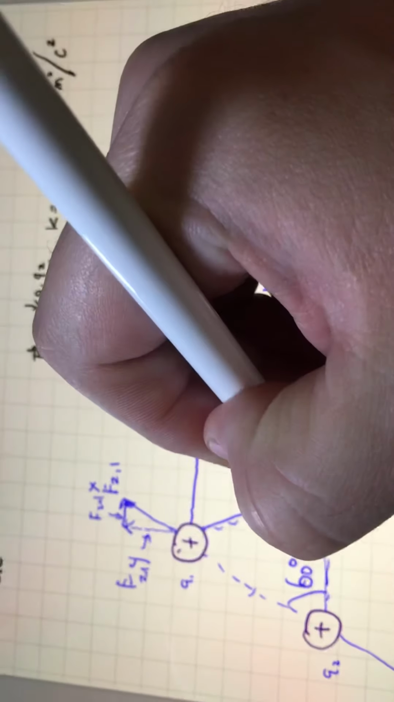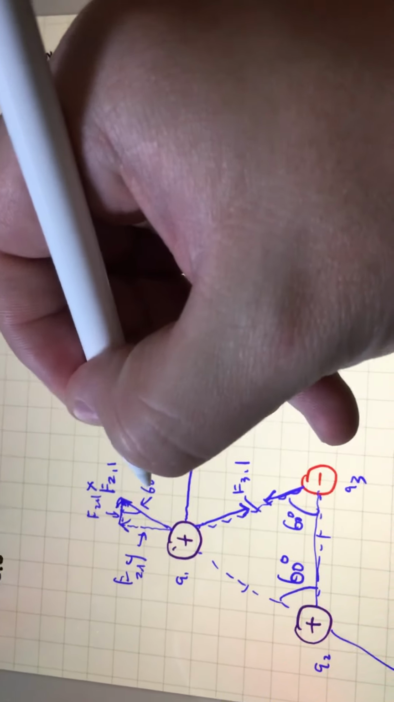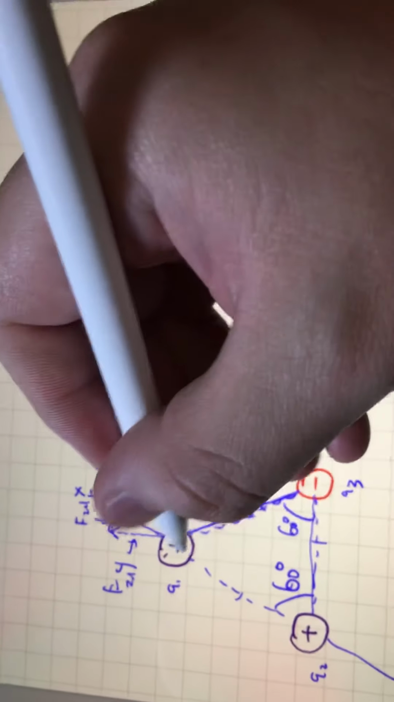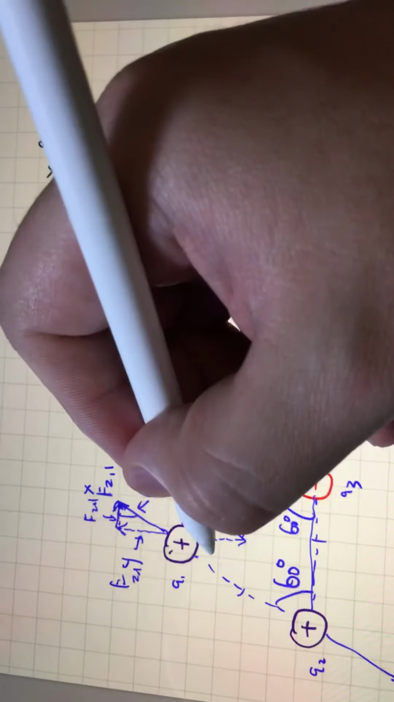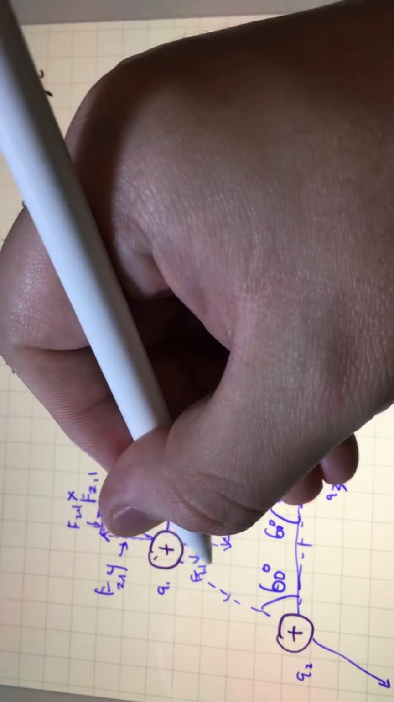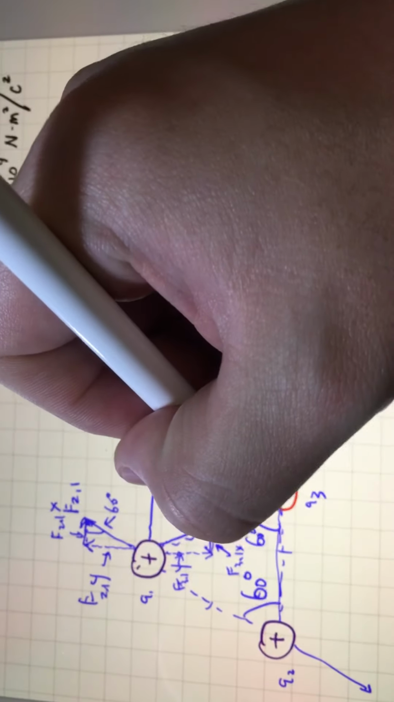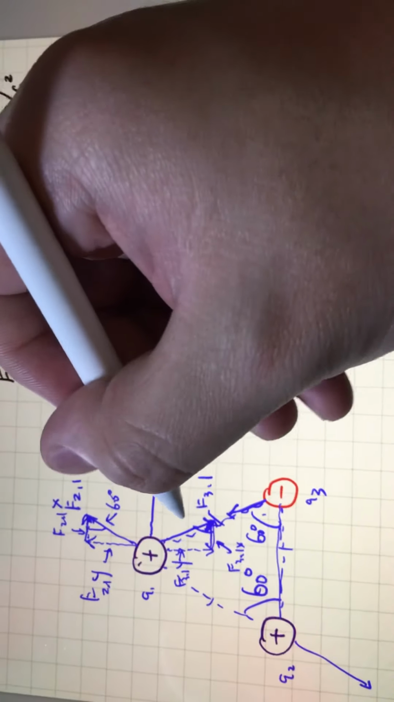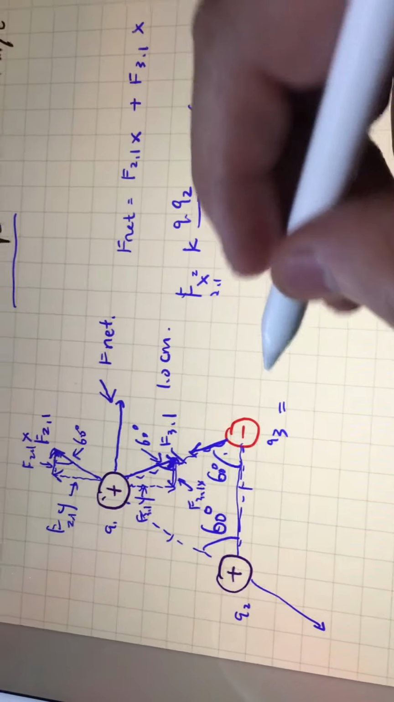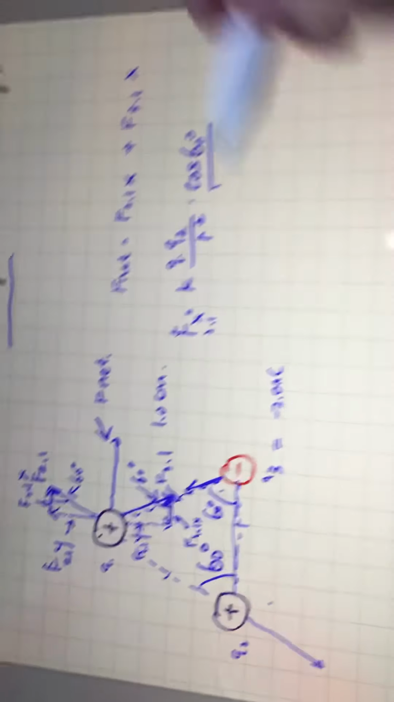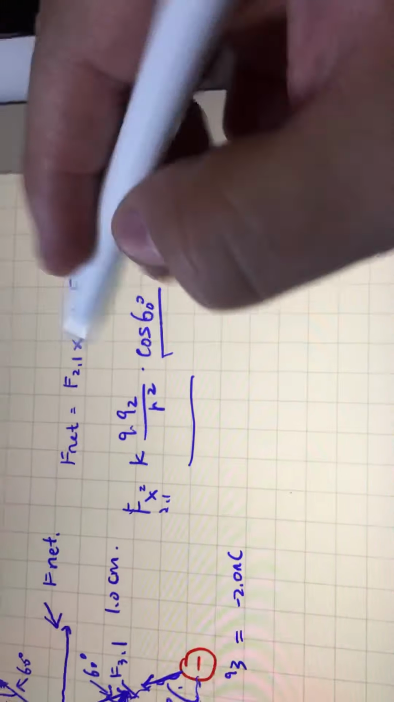Because this vector is parallel to this line, this angle is also 60. The same goes for this one, so I'm going to draw this triangle with the vector, x component, and y component. This is F3 on 1 y, and this is F3 on 1 x. This vector is parallel to this line, so this angle is the same as this angle, 60. They both have the same magnitude of charge, just with different sign, so we only need one calculation to solve the whole problem.